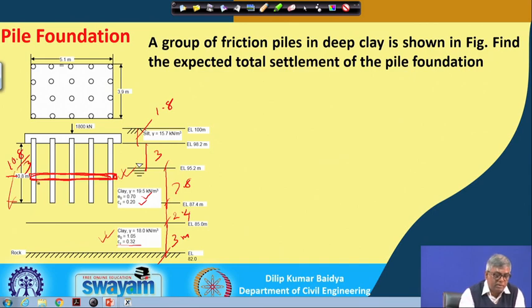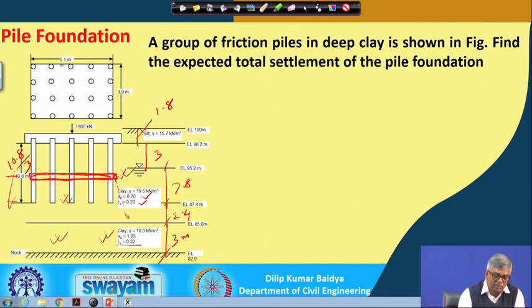So, if the equivalent raft is here, this is compressible, this is also compressible. So, two compressible layers are there, but they have different compressibility. So, I cannot use the formula at a time. I have to apply the formula twice, for this soil once and for this soil once. And then what do I have to do?